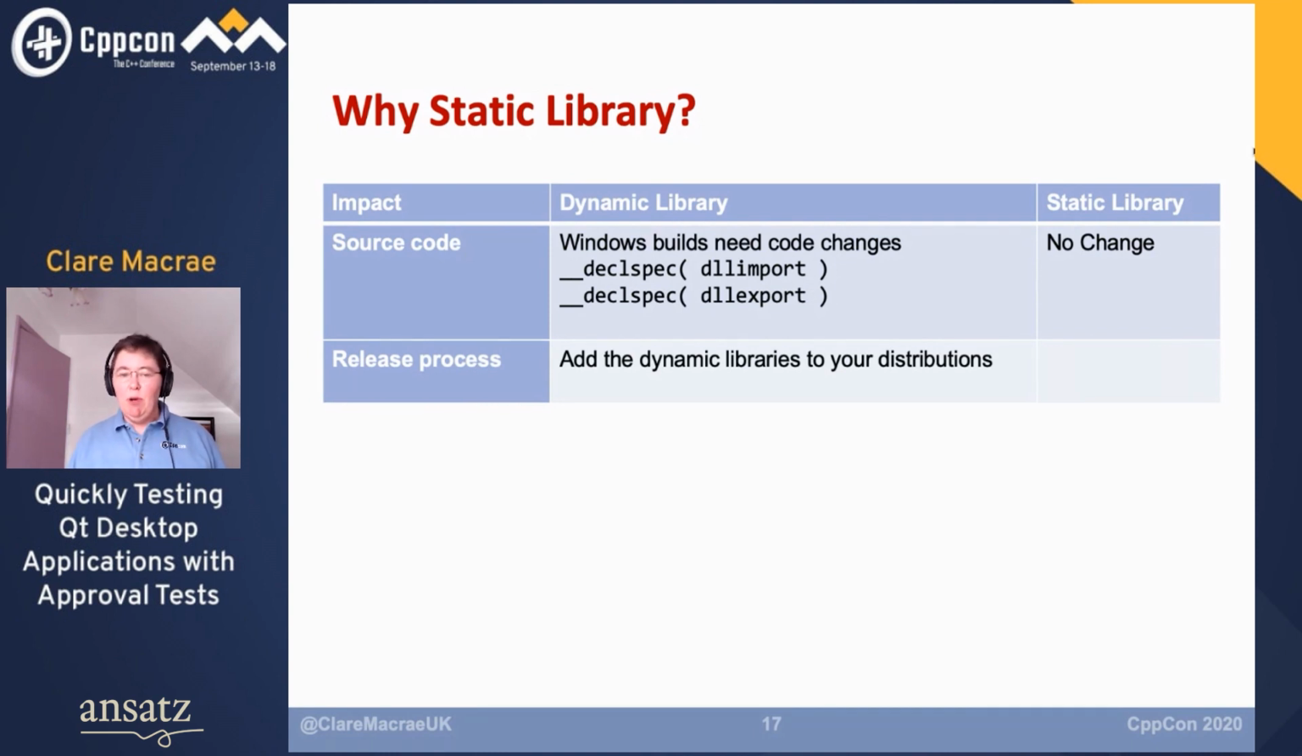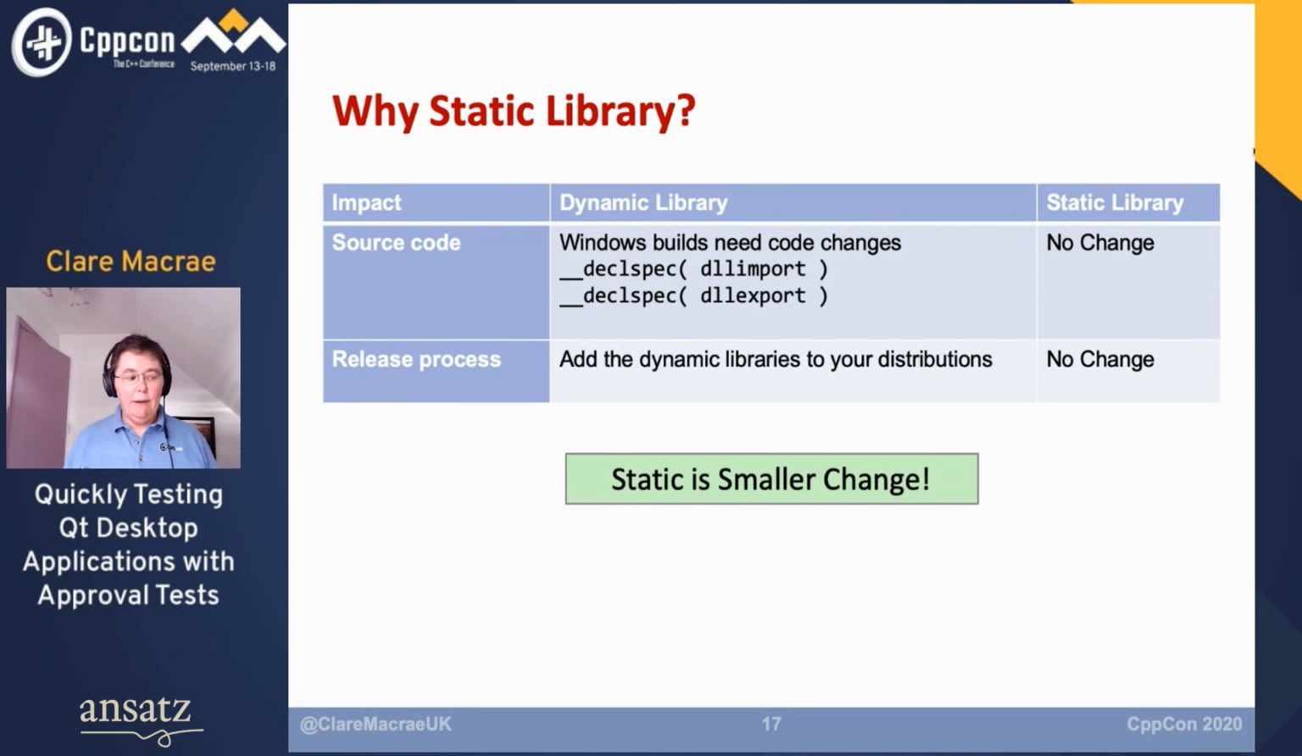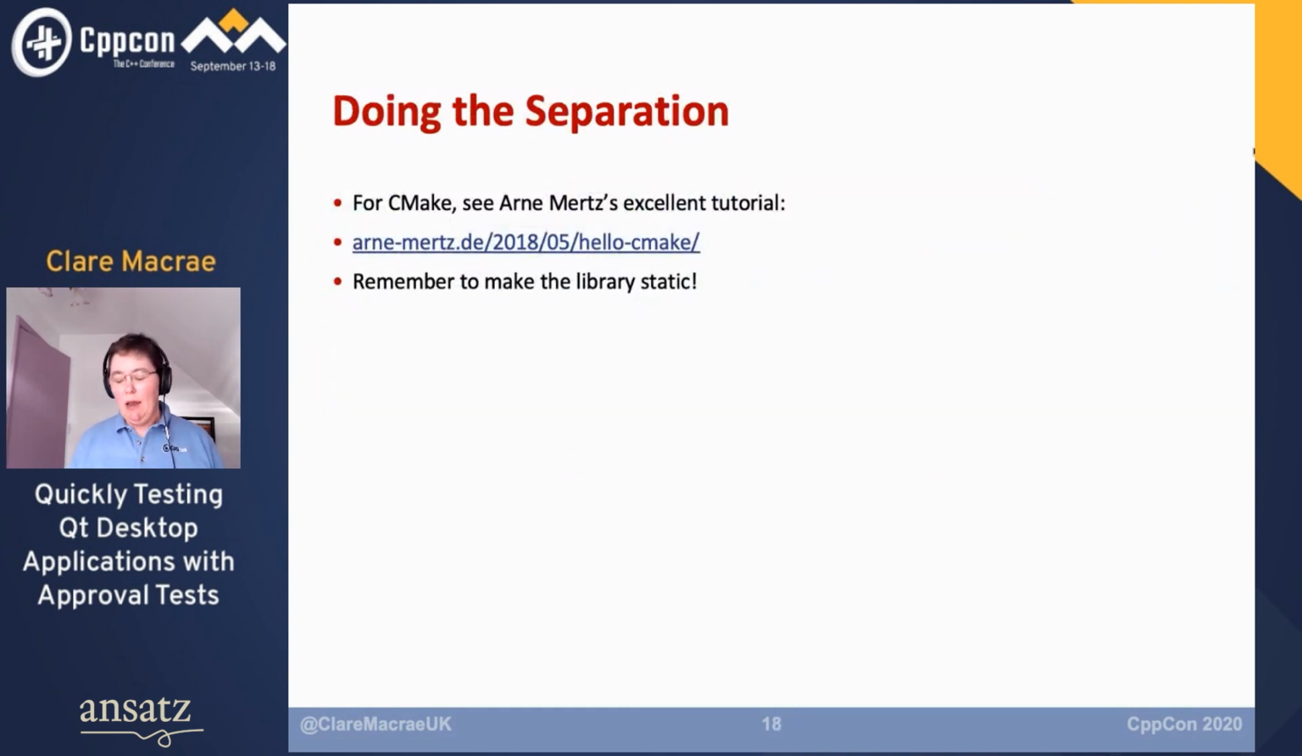And then if it's an application that you release, if you use dynamic libraries, you'll have to change your release and distribution system to include those dynamic libraries alongside your executable. Whereas if you set up a static library, the code still gets pulled into the executable and you don't need to change your release process. So basically, static libraries are a smaller change. I'm not saying don't use dynamic libraries. I'm saying if you're starting from no libraries at all, static libraries are the smallest incremental step.